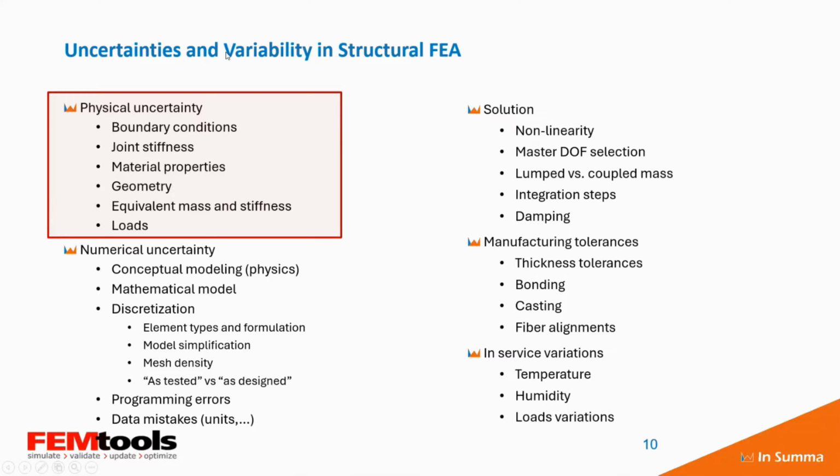Now, of course, we choose these parameters because we have uncertainties associated to them. But there can be other sources of uncertainty and variability, like the model itself, the number of elements, the type of elements. We can also have mistakes in the data. The solution parameters, like, well, simply the assumption that the structure behaves linearly can be a practical assumption.